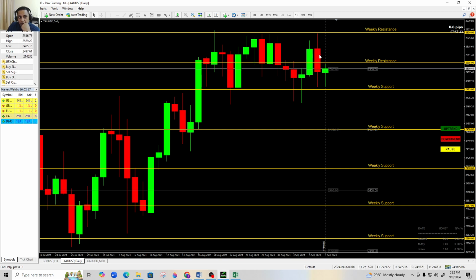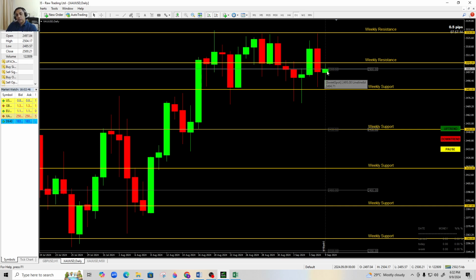If you look at the daily time frame, price is right now bouncing between these two levels, 2505 and 2483. It's not touched either of them. It's right in the middle. We have weekly resistance here and weekly support here, and we're right in the middle. We have not touched either of them.